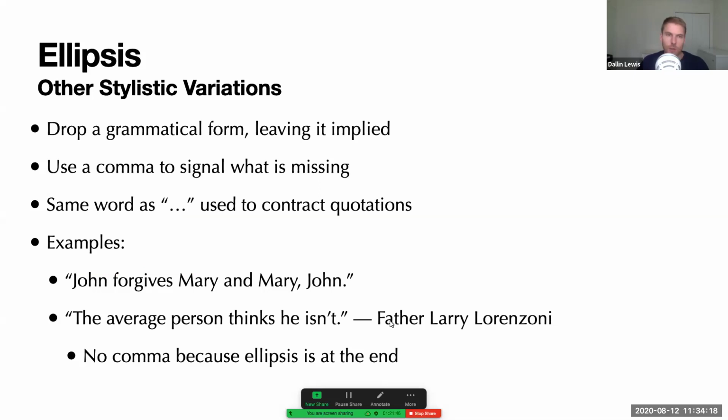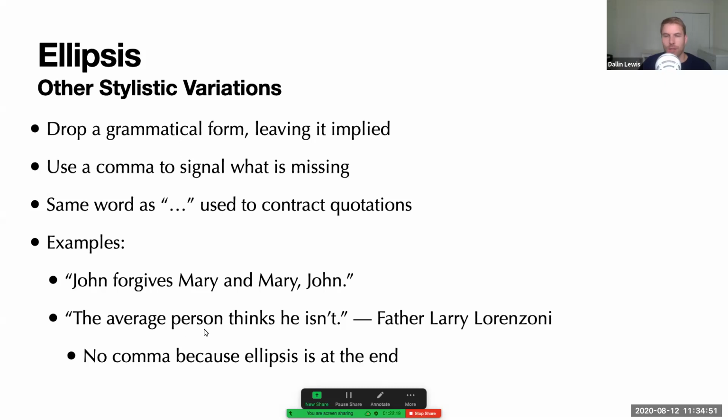Ellipsis: we probably know ellipsis most commonly from those three dots that we use to contract a quote. But we can also use it in writing when we want to drop a grammatical form and just leave it implied. When we do that, however, we usually put in a comma to signal what's missing. So, "John forgives Mary, and Mary John." That implies that between Mary and John is actually the verb forgives. This is another good one where we don't put a comma to replace what's implied, if what's implied comes at the very end of a sentence.